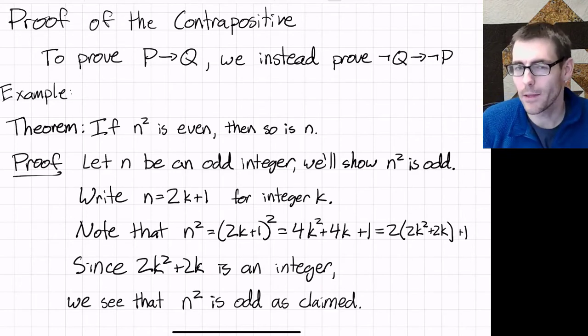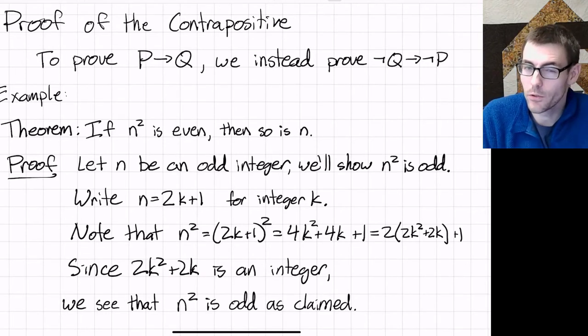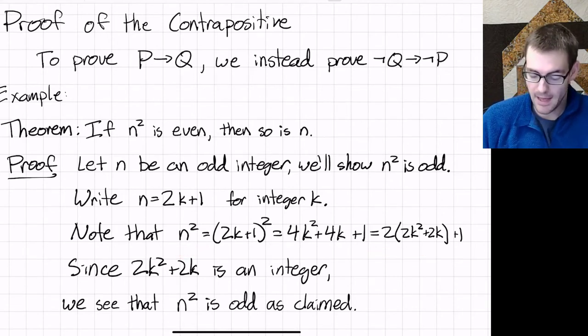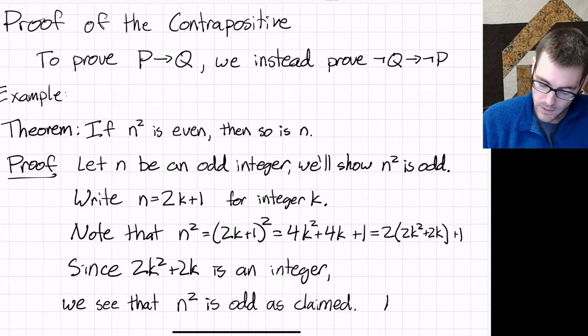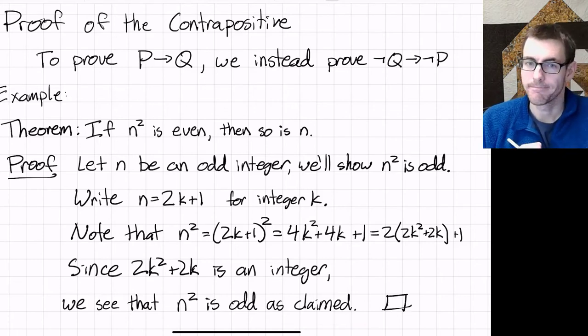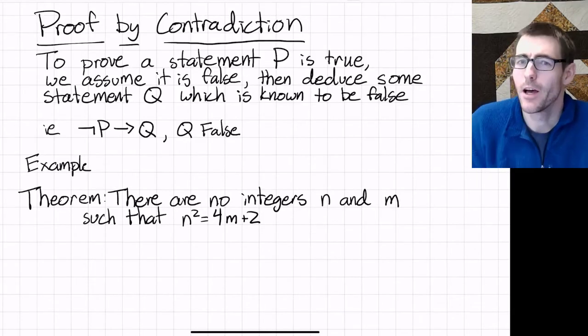However, especially for something like this, it's best practice to include a reason for why this statement implies that n squared is odd. Since it is, we are done. QED. Next up is a proof by contradiction.